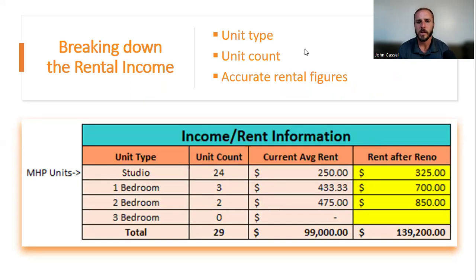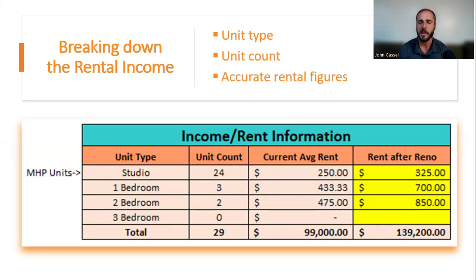So breaking down the rental income, there's a couple of things that you're trying to break down here. Unit type. So unit type is basically what kind of unit it is. You could have a studio apartment, or that could be an efficiency. Same kind of thing. You could have one bedroom units, two bedroom units, three bedroom units, even four bedroom units.